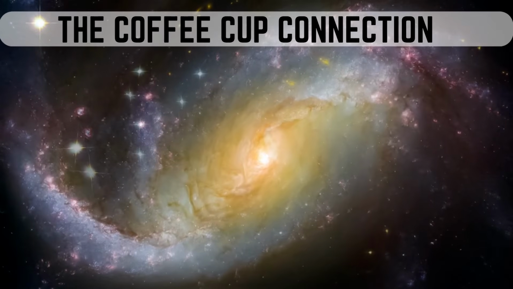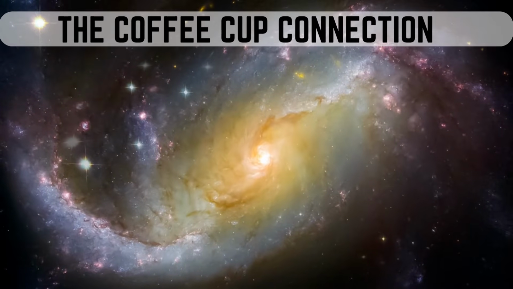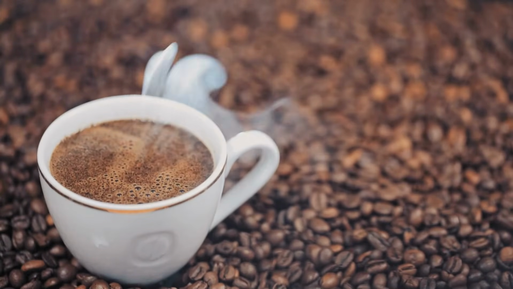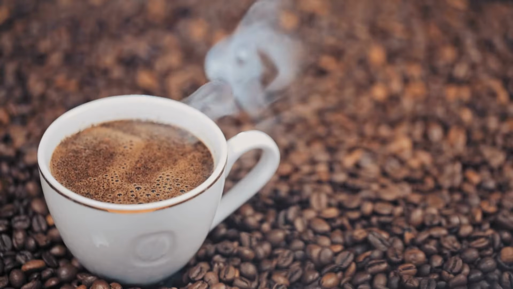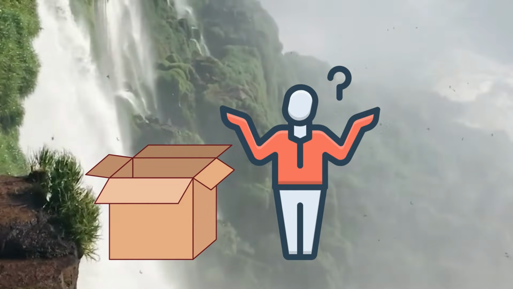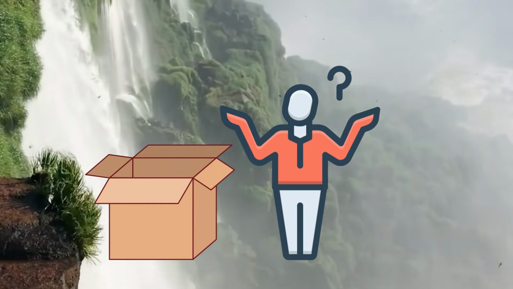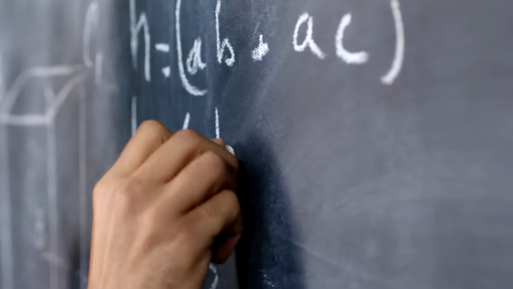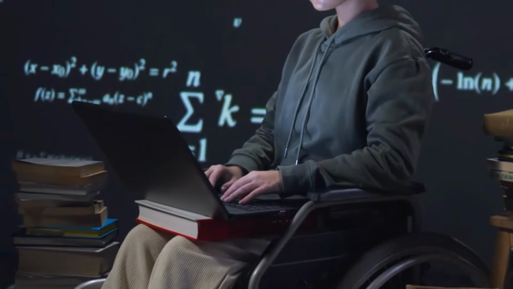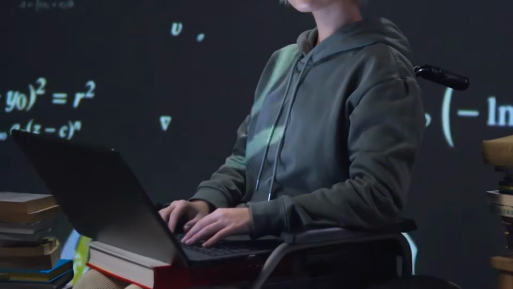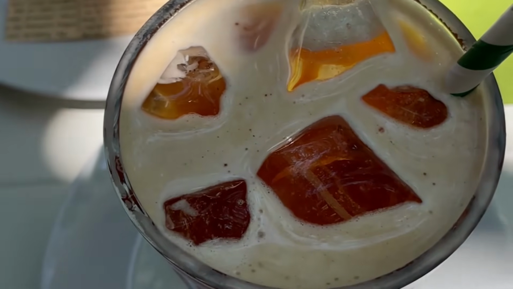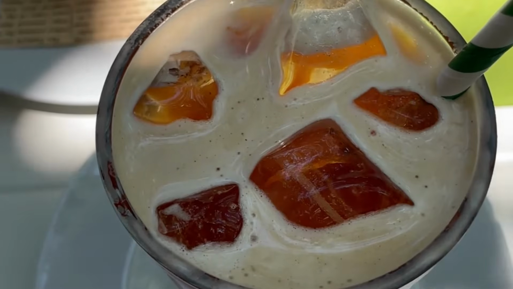The coffee cup connection. So why coffee foam specifically? It turns out that foam is one of nature's most sophisticated geometric structures. Each bubble in foam naturally forms the shape that minimizes surface area while maximizing volume. A mathematical optimization that creates complex topological structures. When you look at coffee foam, you're seeing a natural computer solving geometric equations in real time. The bubbles arrange themselves according to mathematical principles that mirror the same physics governing spacetime curvature.